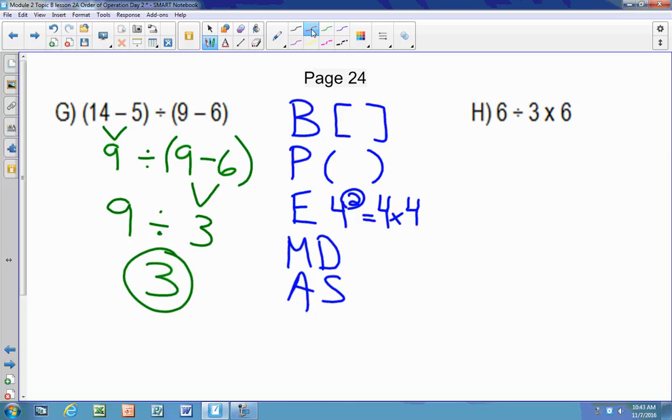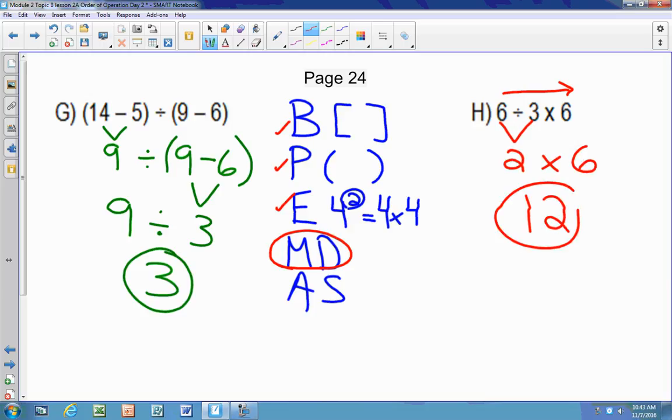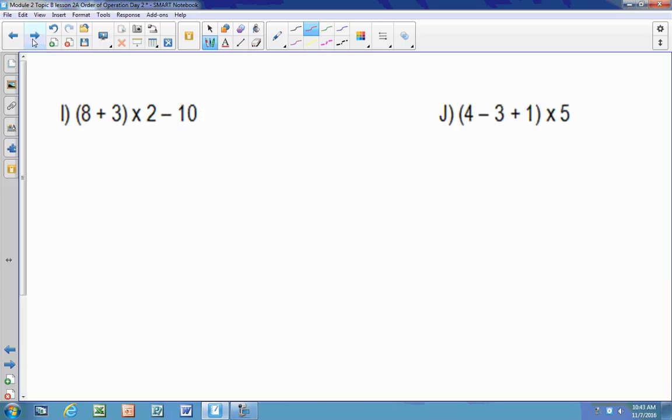And we see in letter H, there are no brackets. There are no parentheses. So I'm going down my list. There are no exponents. There is multiplication and division, which happens in order from left to right. And I notice that in this case, the division comes first. So 6 divided by 3 is 2. I rewrite everything else, and then I can write 2 times 6 is 12. Once again, I write this down so I have it.